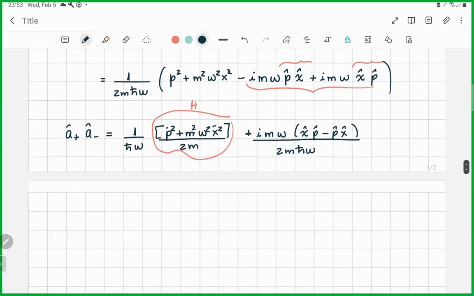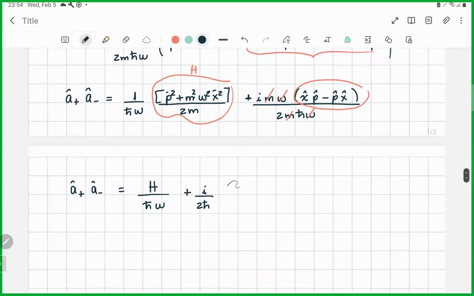So what are we finding? Well, we have A plus A minus gave us the Hamiltonian divided by that h bar omega. Okay, fine. And we have the other term. Let's see what we can cancel. There is mass here, there is omega here, correct? And then we have plus i over 2 h bar. And look how I'm going to write this term. This is a notation that I'm going to use with this bracket, x comma p.